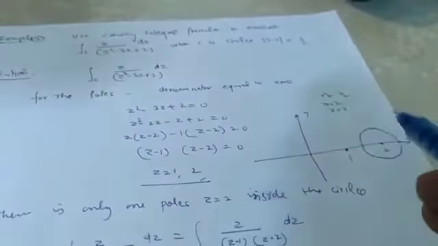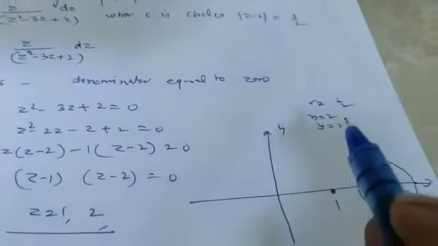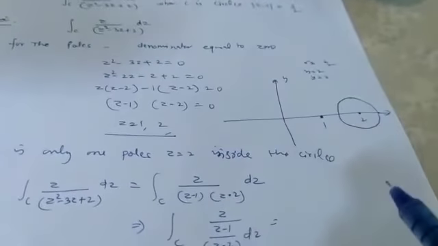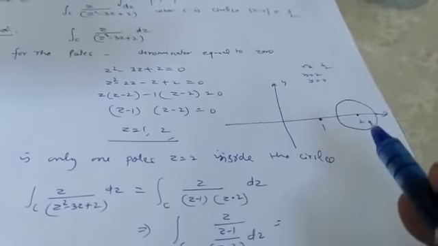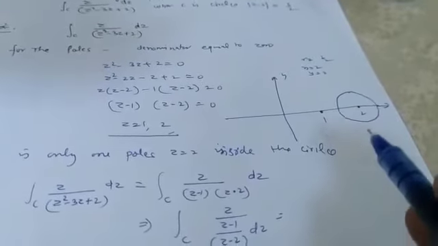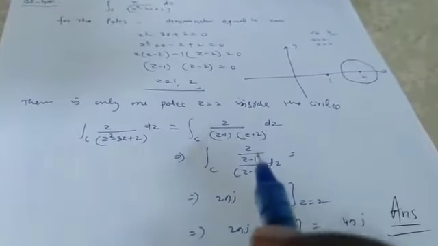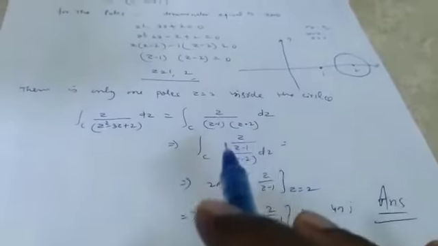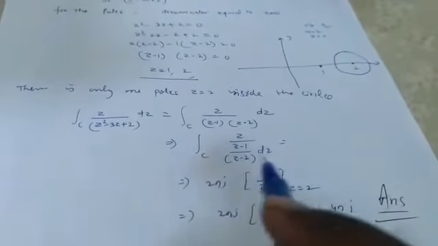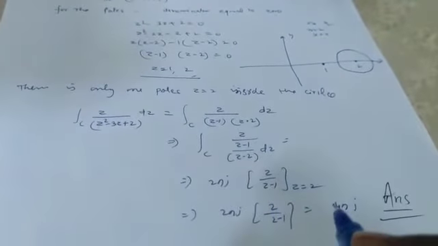And the given path is the circle |z - 2| = 1/2, meaning radius is 1/2. The value of z is 2, meaning coordinate x is 2, y is 0. Then the circle is given. The values are z = 1, 2. 1 is outside and 2 is inside. Then we find the value only for 2, the one inside the circle. Then ∮_C z/((z - 1)(z - 2)) dz, put the value: z/(z - 1) at z = 2, giving 2 - 1, and the answer is 4πi.